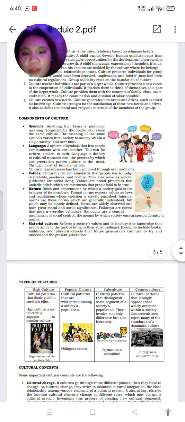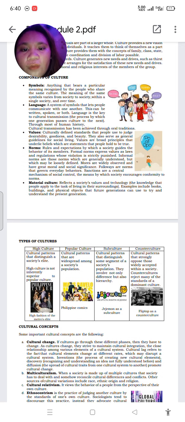So next is norms. Norms, rules and expectations by which a society guides the behavior of its members. Formal norms express values as laws and regulations whose violation is strictly punished. Informal norms are those norms which are generally understood, but which may be loosely defined. Mores are widely observed and have great moral and social significance. Folkways are norms that govern everyday behaviors.